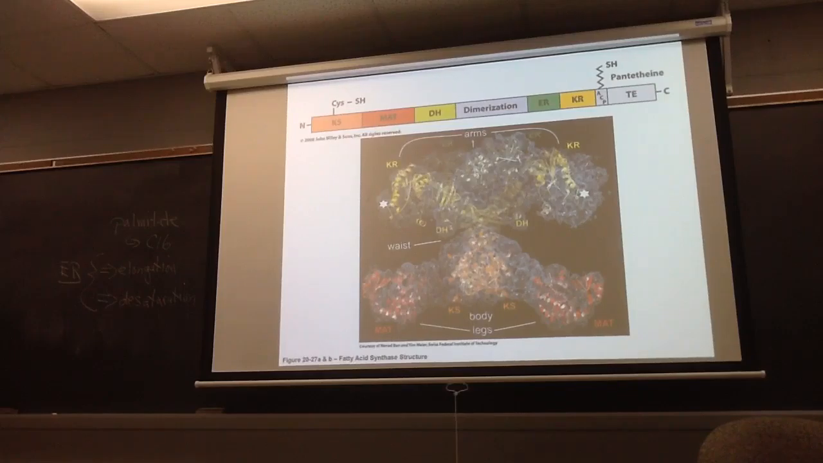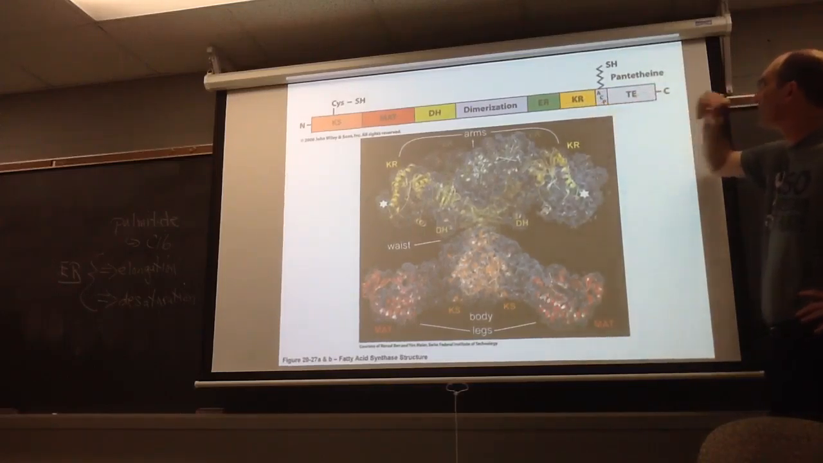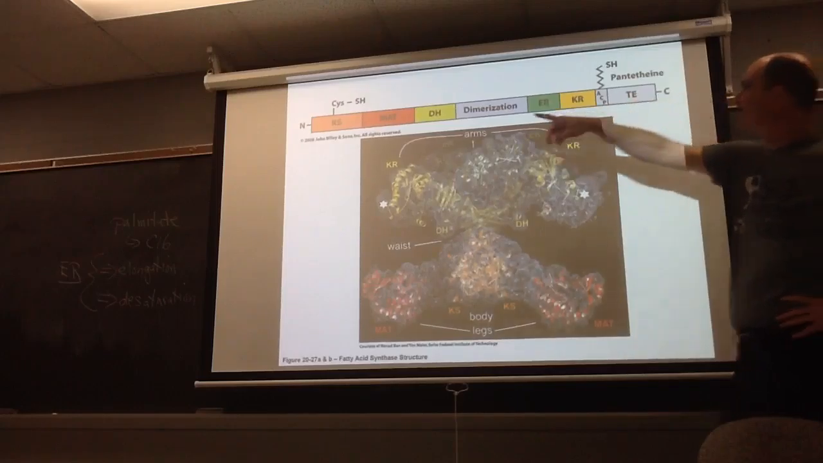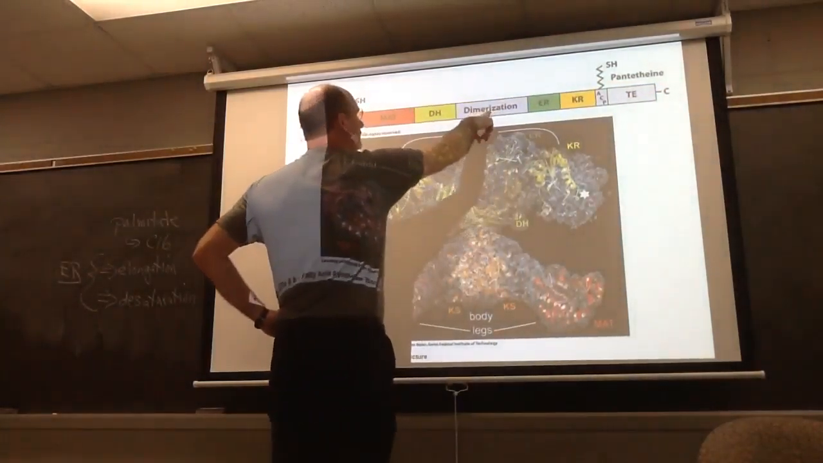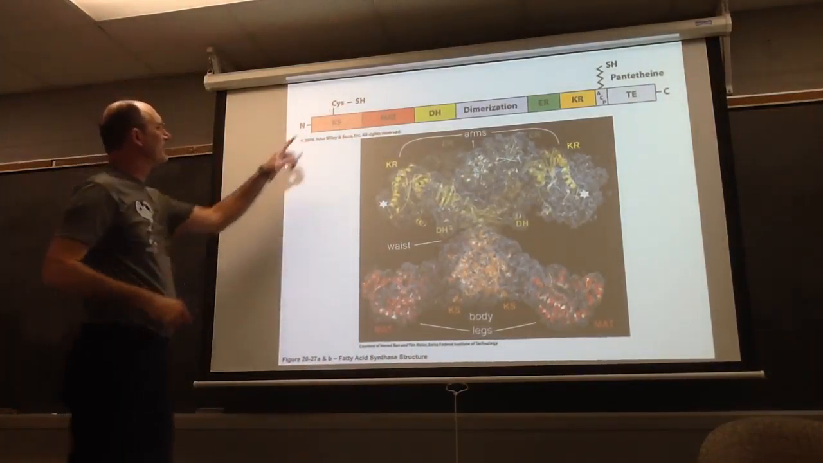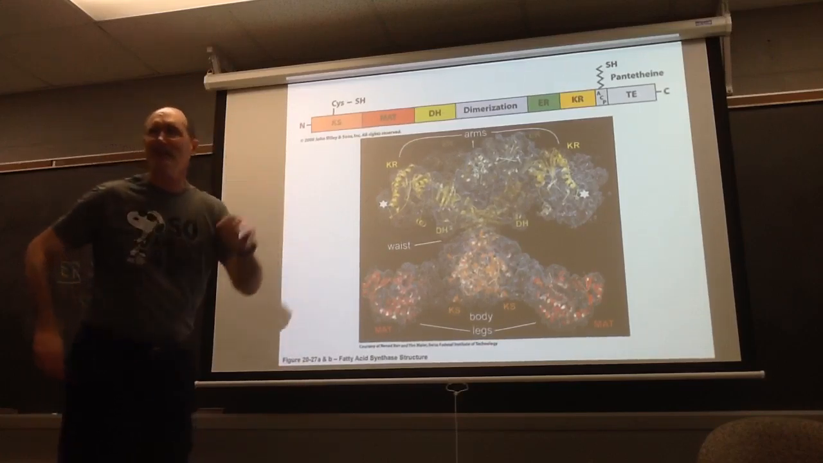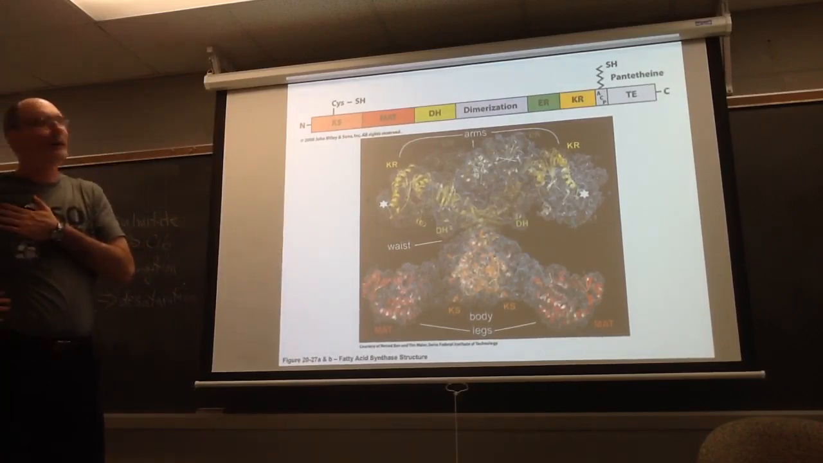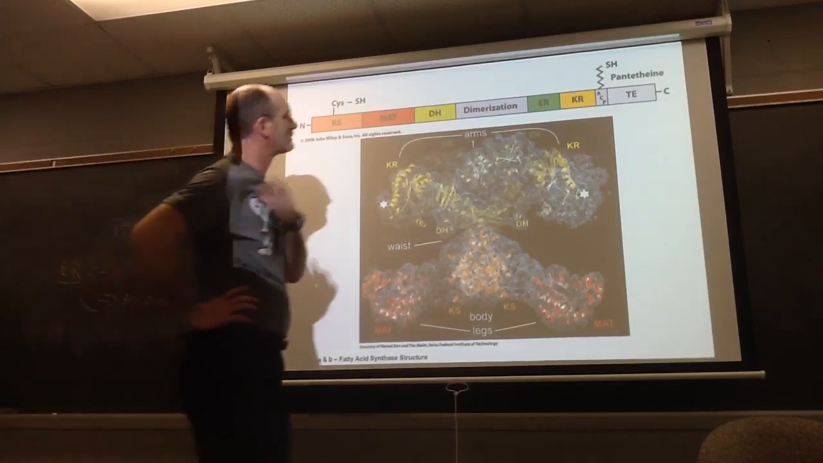Yeah. So this is a layout of the peptide of the fatty acid synthase complex. It's sort of a complex thing, right? This is the acyl carrier protein part. This is the ketoacyl reductase. This is the dehydrogenase. This is responsible for interaction of the dimers with each other. This is the ketoacyl synthase. What's MAT? The malonyl transferase.